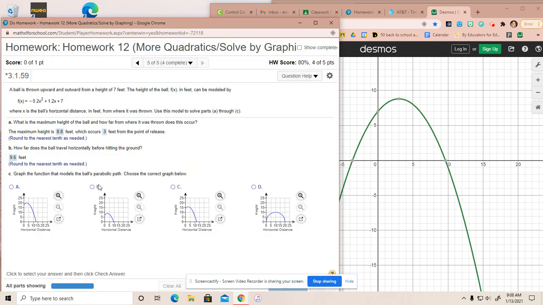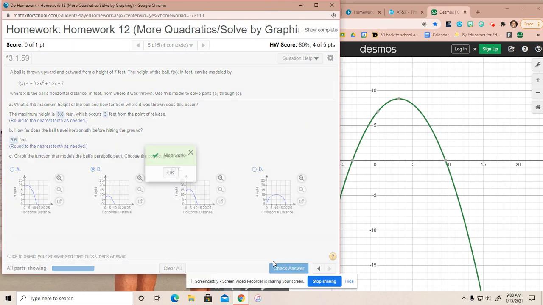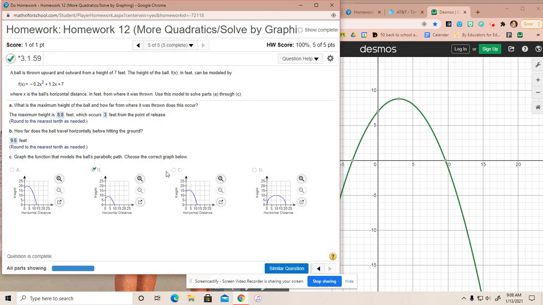And then we want the graph that matches. If you look, our y-intercept is between 5 and 10, so that tells us it's going to be this one, B. And there we go. And those are your 5 problems. So you can do your problems the exact same way that I did these.